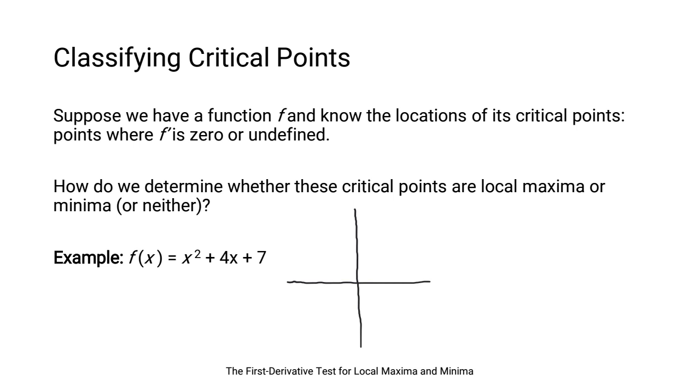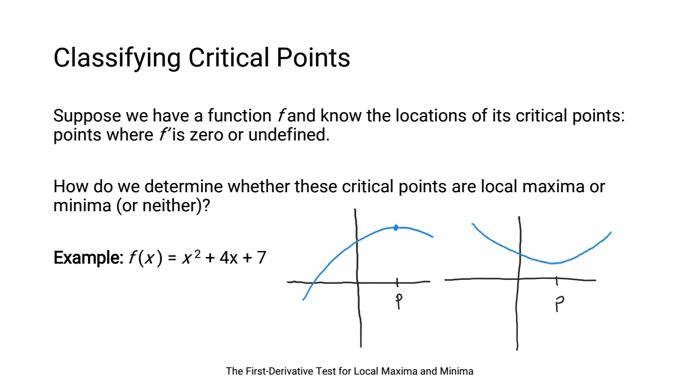Previously, we saw that a function has a local maximum at x equals p if the function value at x equals p is the greatest value that the function has near x equals p. And similarly, a function has a local minimum at x equals p if the function's value at p is the lowest value that the function has near x equals p. But what about the case of neither? What does that look like?